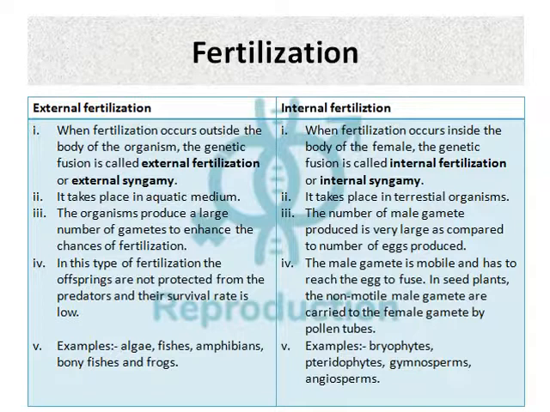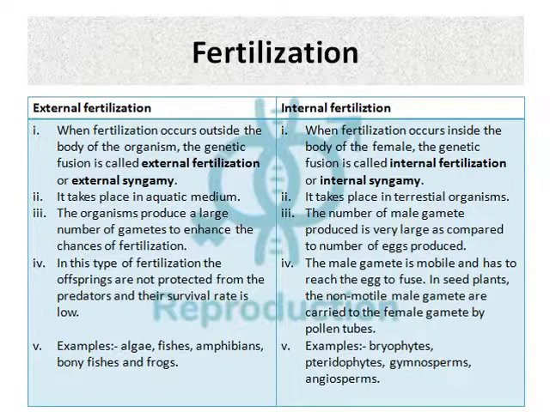Now, in external fertilization, as the fertilization is taking place outside the body of an organism, the gametes or the zygote that will be formed are usually not protected. So, predators can easily eat them. Therefore, the survival rate in external fertilization is very low.